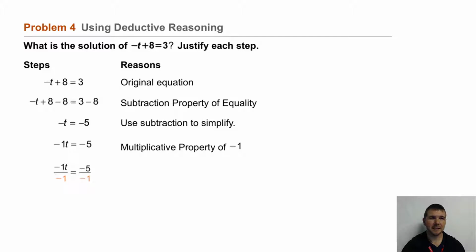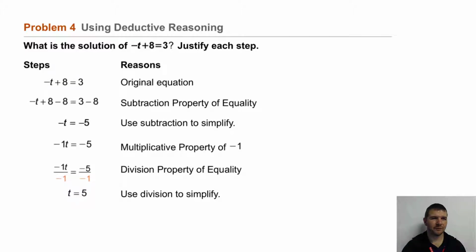So negative 1t over negative 1 equals negative 5 over negative 1. That's an example of the division property of equality. And finally, we're left with t equals 5. And that was an example of us using division to simplify, to get from the previous equation to this simpler form.